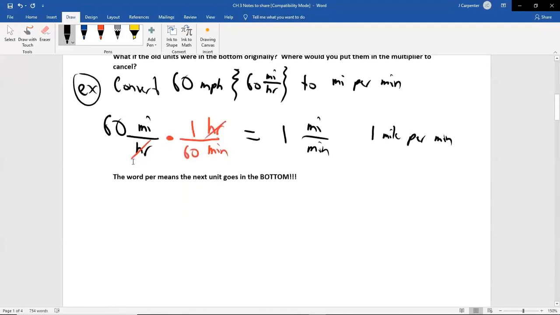All right, so this is going to be coming up every now and then. So don't just think it's always going to be canceling units in the top originally. Sometimes the units you need to cancel are going to be in the bottom. All right, so what if we have multiple conversions? And I don't need this in bold anymore. Let's take that off. What if we need multiple conversions? For example, what if I asked you to convert 2 years to minutes?